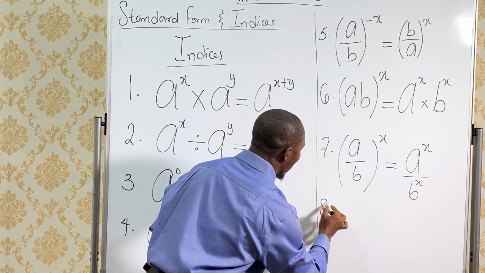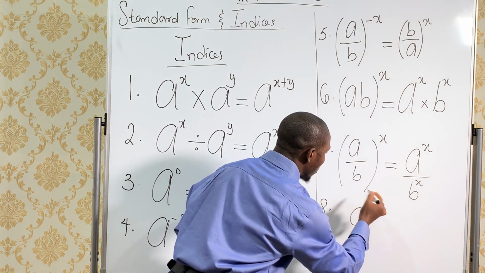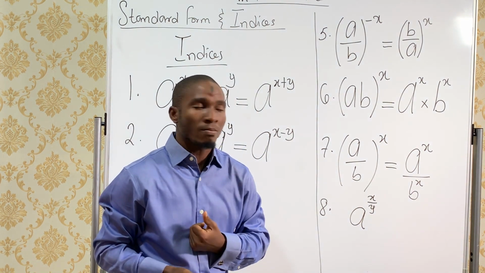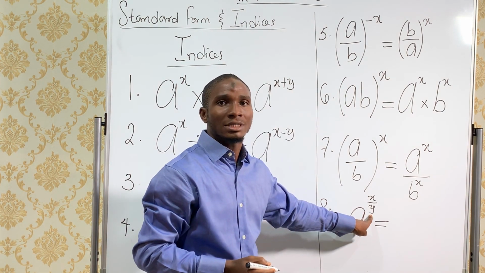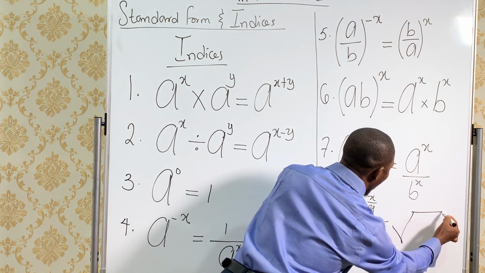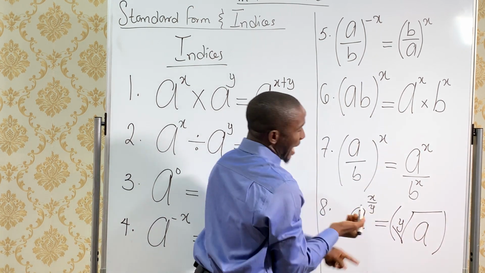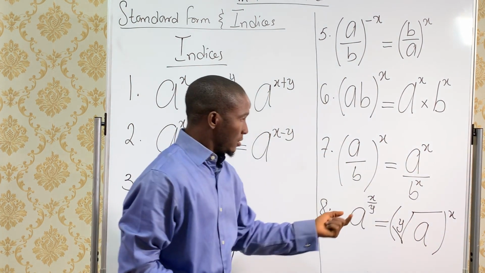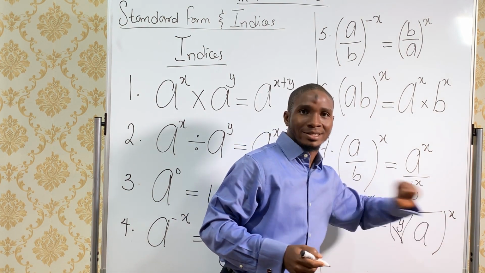Now, the eighth law. If you have a base raised to a fractional power, that is, the power now is in the form of a fraction, what this law states is that the denominator of that power becomes the root of your base, and the numerator becomes the power. That is, you are going to have the y-th root of a raised to power x.